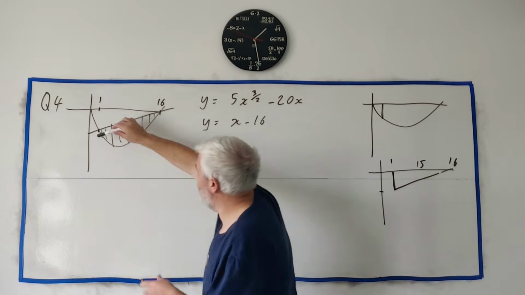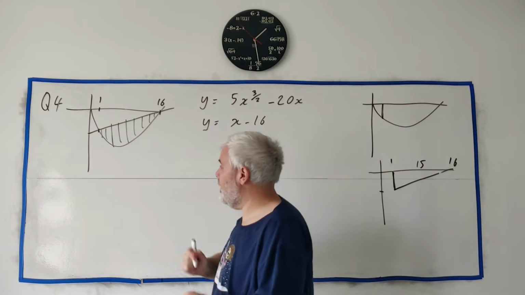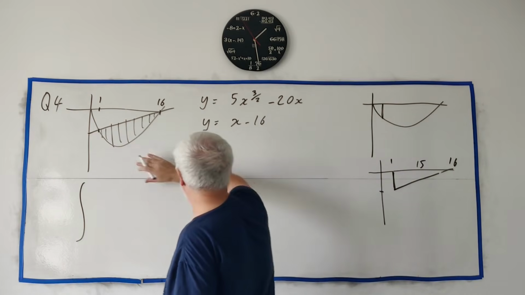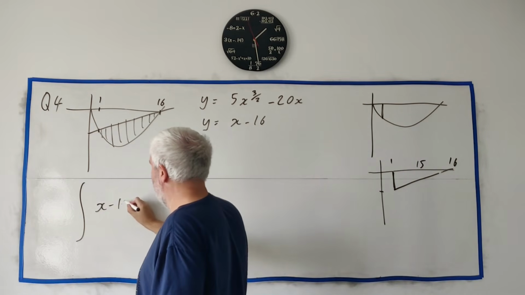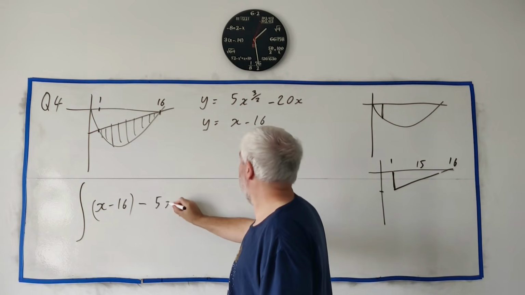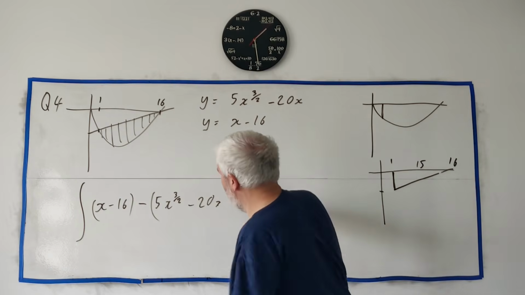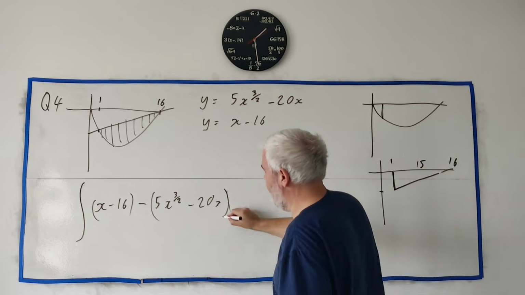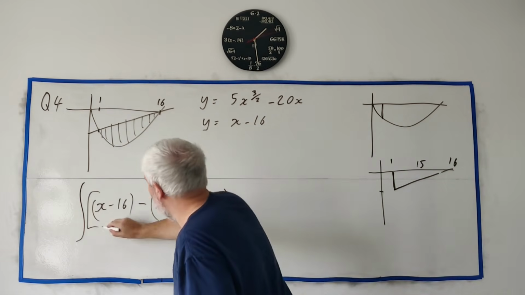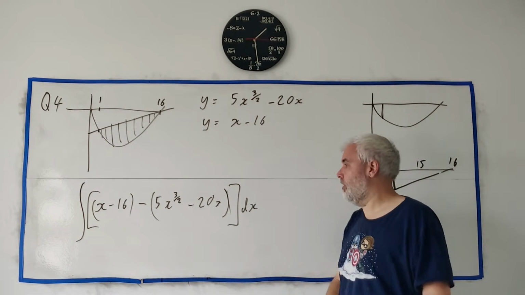In this case, the top curve would be this line, the bottom curve would be this one. If we integrate the top one, which is x minus 16, let's put a bracket around it, minus the bottom one, 5x to the power of 3 over 2 minus 20x, put a bracket around it because this minus and this minus are going to interact. If we integrate all of this with respect to x, this will just give us the area.